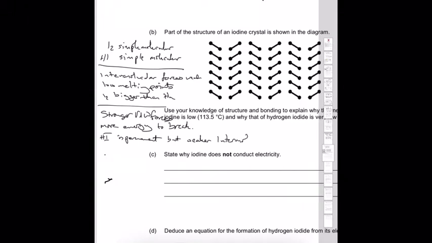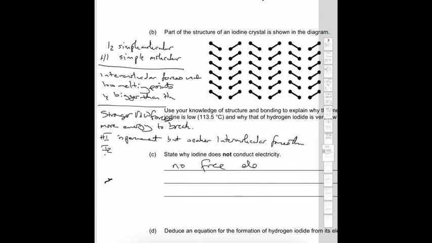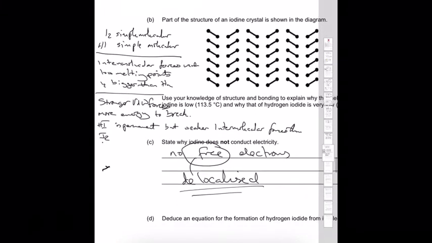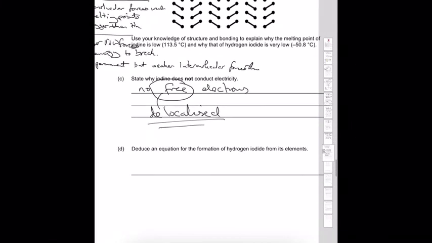So getting back to the mark scheme: stronger van der Waals forces using the data provided, so you need more energy to break, and even though there's a permanent dipole, it's weaker than the intermolecular forces in iodine. Why does iodine not conduct? Well, we tend to put no free electrons. You need to change that so it's no delocalized electrons. That's a sort of change you need to make from your knowledge and explanation from GCSE.